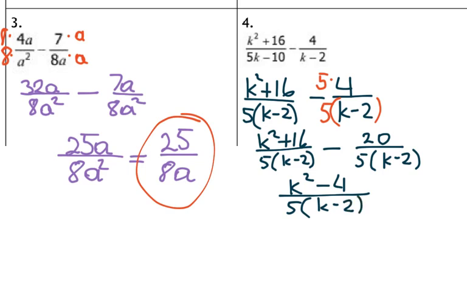k minus 2. And then looking at the numerator, I noticed that I have a difference of two squares. k squared minus 4 can be factored into k minus 2 and k plus 2.